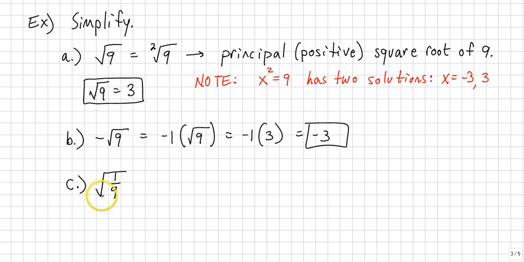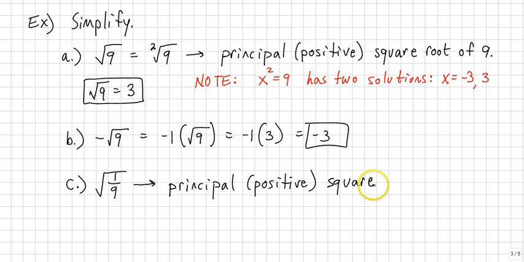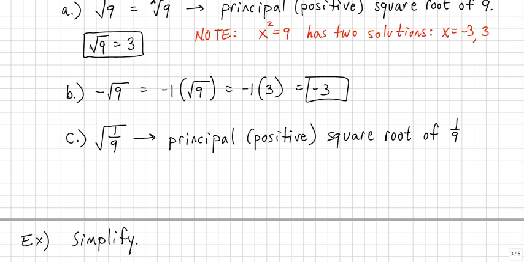Well, in C, we want the principal square root of 1/9. So again, we need to understand that this represents the principal or positive square root of 1/9. The principal square root of 1/9 is 1/3.